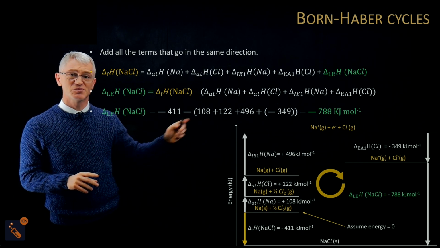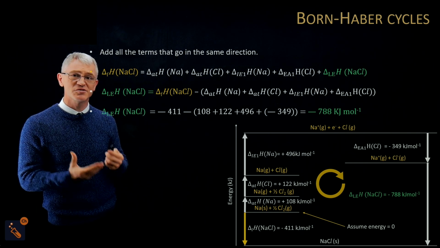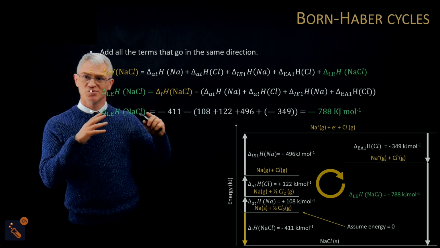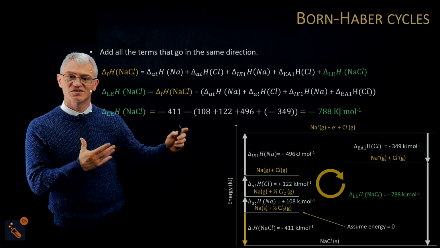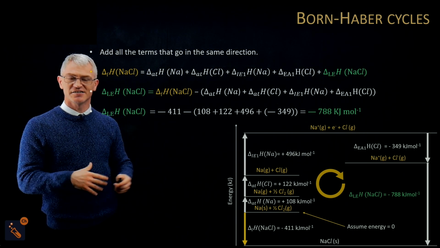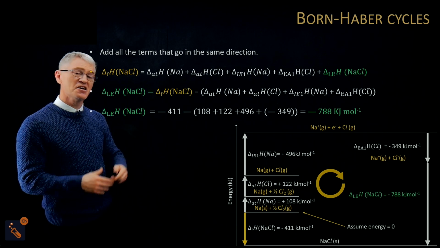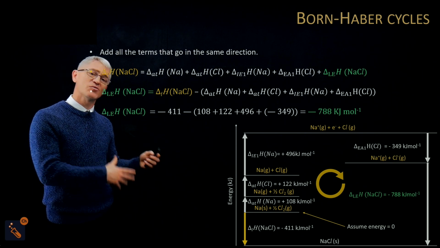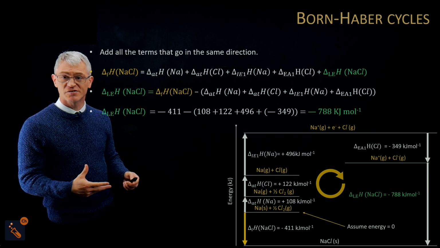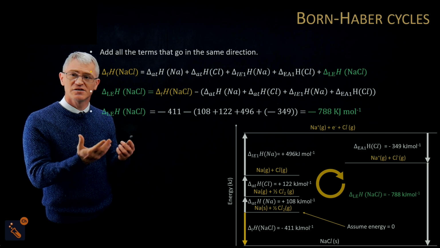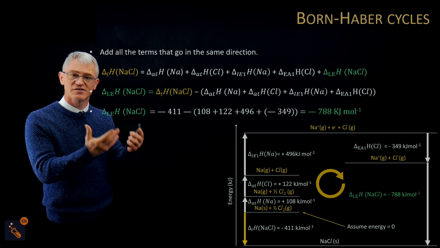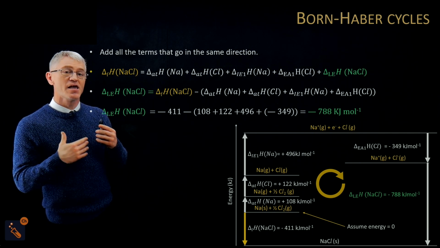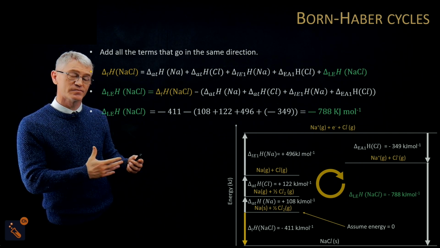Then all we do is plug the numbers in. If we plug the numbers in, we get the answer, which was already on there anyway, of minus 788. And that is how you do it. You find all the arrows that are going in the same direction, you add them all up, that will then equal the one that's going in the opposite direction, and then you rearrange the equation to get what you're asked for in the example.